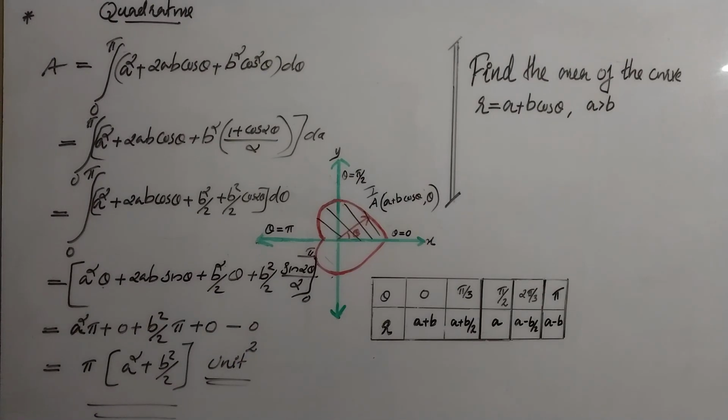So the area of the curve r = a + b cos theta is pi into (a squared + b squared by 2).